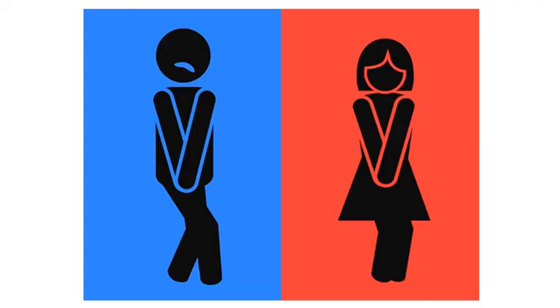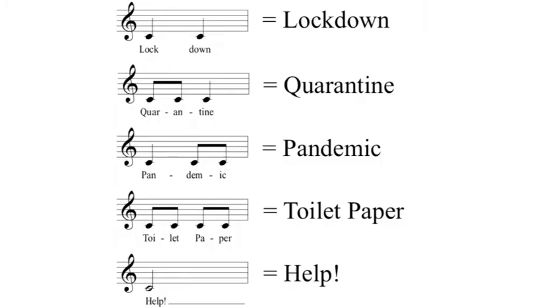So really, lately, you've probably been hearing these words a lot. Lockdown, quarantine, pandemic, toilet paper, help. But these words all have rhythms, right? The natural rhythms that they already kind of have. If I'm sitting here and I put on this metronome, and each one of these clicks counts as a quarter, we've got lockdown. It happens right on the quarters. Lockdown lasts just as long as a quarter, just as long as a click, and that's it.